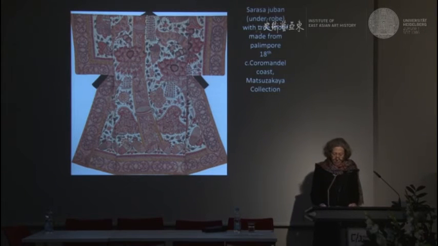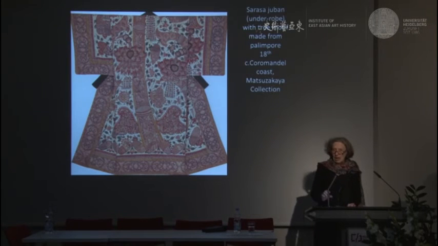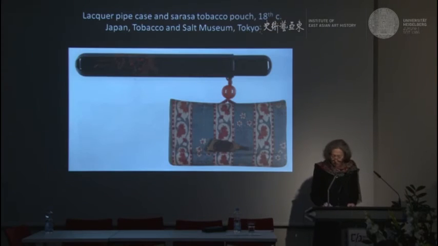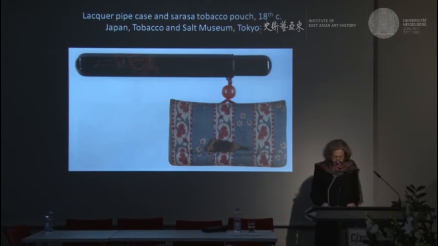The social performance of sartorial cosmopolitanism was common among members of the merchant class. But for the most part, this had to be materialized either surreptitiously, hence the undergarment, or else in the form of small accessories, such as purses or tobacco pouches made of small pieces of sarasa, that is the Indian-style garment that was referred to this morning, rather than by whole garments.